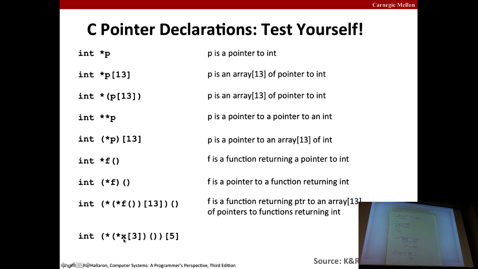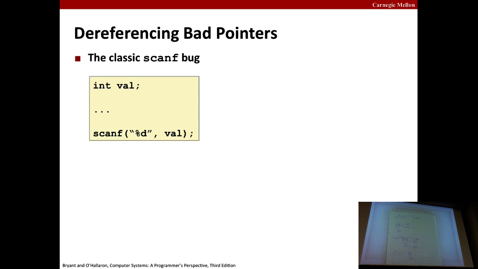All right, so X is an array of pointers to functions returning pointers to an array 5 of ints. And if you ever use anything like that in your code, shame on you. All right, so there you go. Now you understand pointers, simple as can be, and all you need is page 53 of K&R as a handy reference.